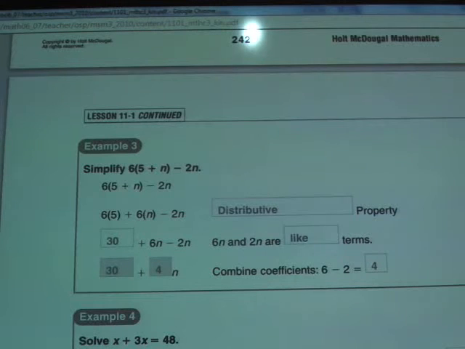You can't combine it past that point. The only way you could combine 4n with something else is if it had n in it. We don't have anything else here that's got n in it, so 4n is just going to have to stay separate from 30 altogether.